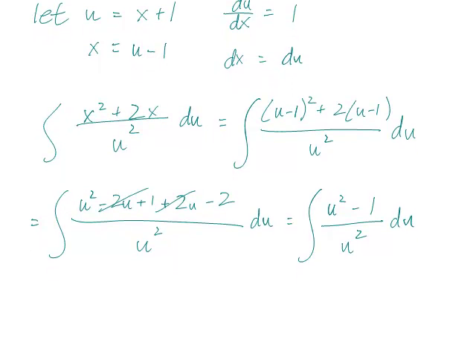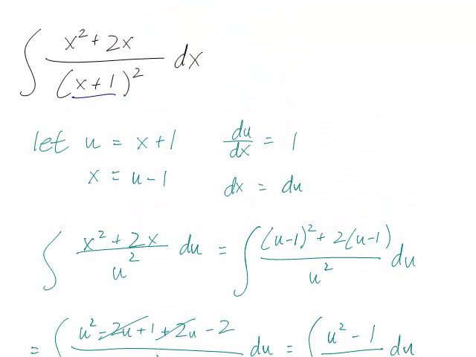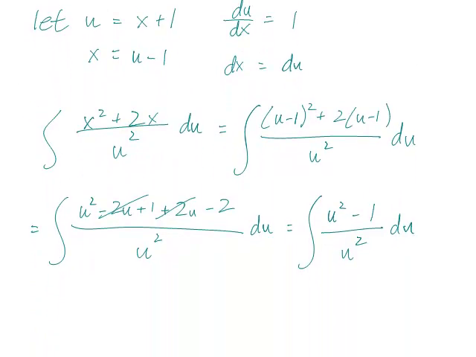And now, because we only have one thing in the denominator, see back here, we had this big (x plus 1) squared in the denominator. We couldn't really do anything with it. But now that we have only u squared on the bottom, we can separate this into u squared over u squared minus 1 over u squared du. This is just 1. And 1 minus u squared is u to the minus 2.